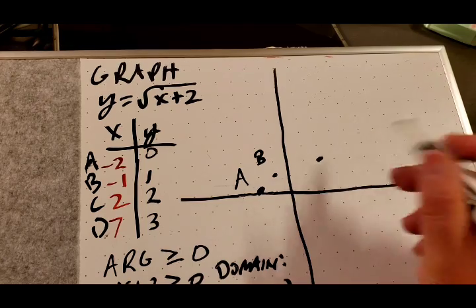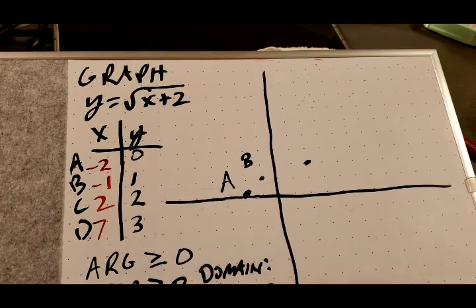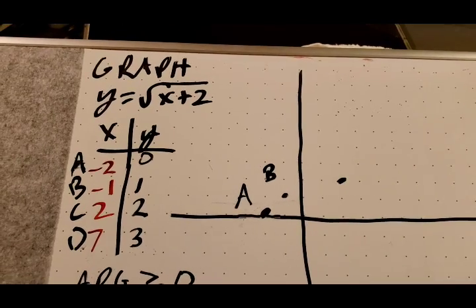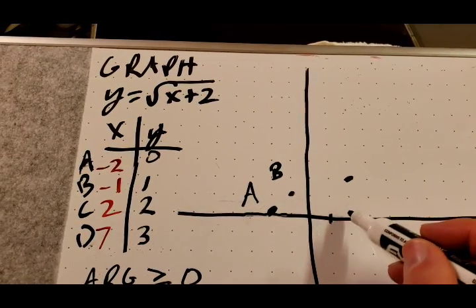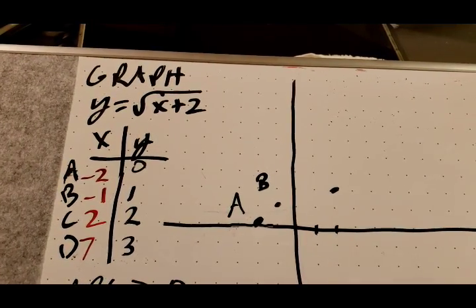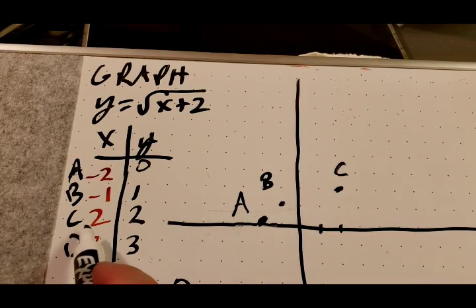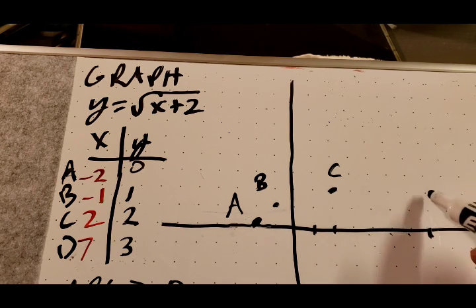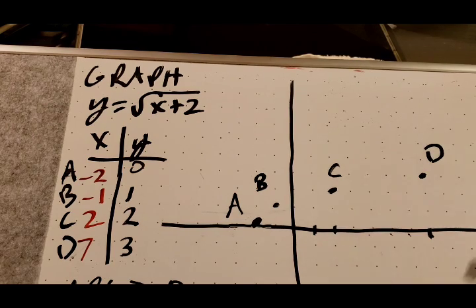Point C, 2, 2. I don't know if you see it, but there are little dots here, so I don't have the grid marked, but that is the second dot over. Okay, so that's point C. 2, comma 2 as an ordered pair, and 7, comma 3. So 1, 2, 3, 4, 5, 6, 7, 3. Here's my point D. All right.